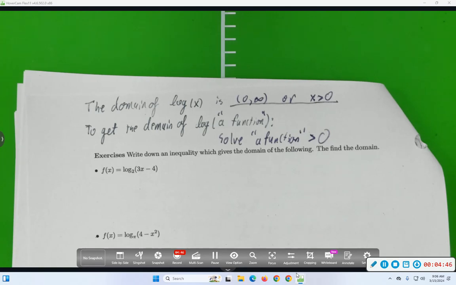Let's try to do that with just some examples. There are like 4 things here. I think I'll talk through one, and then I'll let you all pick which ones we do next. So if I want to find the domain of log base 2 of 3x minus 4, what inequality do I need to solve? 3x minus 4 is greater than 0.